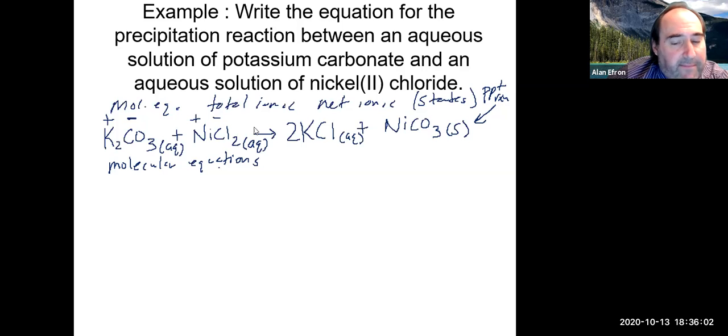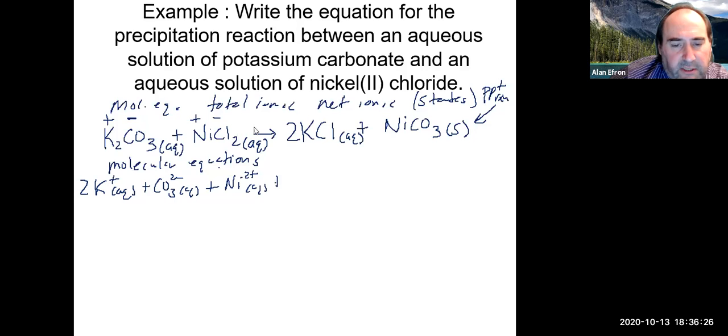Now that you have the balanced molecular equation, you could write the total ionic equation by breaking it apart. So if we start here, we would bring the 2 to the front and have 2 potassiums plus a carbonate. The nickel(II) chloride would also break apart into nickel with a +2 charge. The 2 on the chloride comes to the front when you break it apart, and we get 2 chlorides.